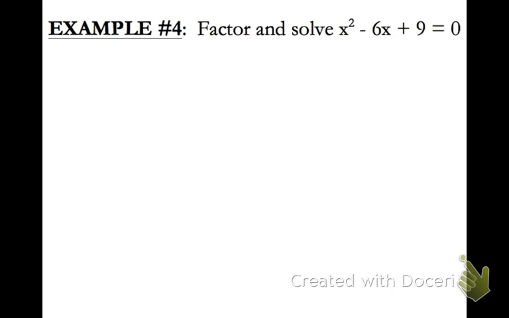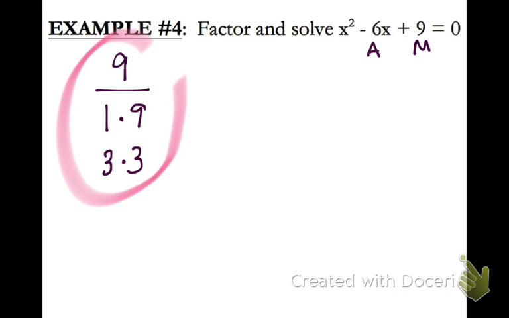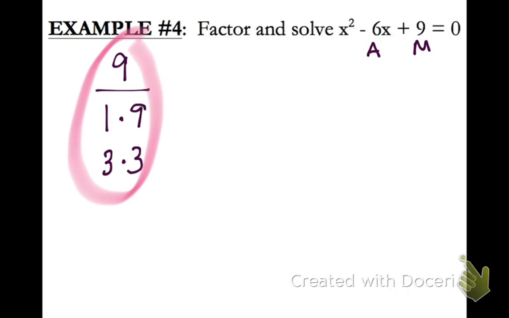Okay, for this one, I'm looking for what multiplies to 9 and adds to -6. So my factors of 9 are 1 times 9 and 3 times 3. Now some of you might be thinking, geez, I don't need to write these factors out every single time. I can look at this and tell what the factors are. That's perfectly fine. But if you get stuck, if the numbers are a lot larger than what you're used to, writing out these factors is really helpful.